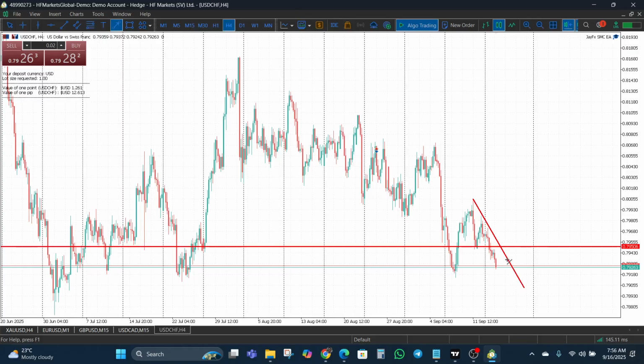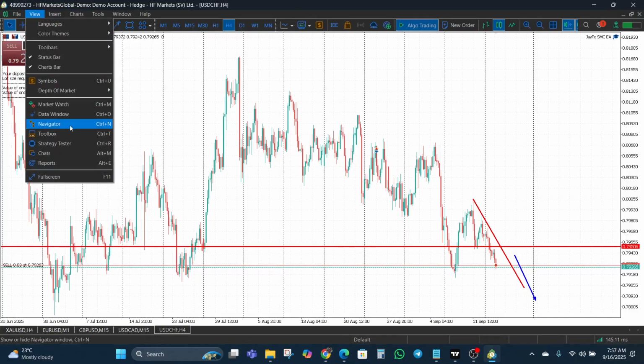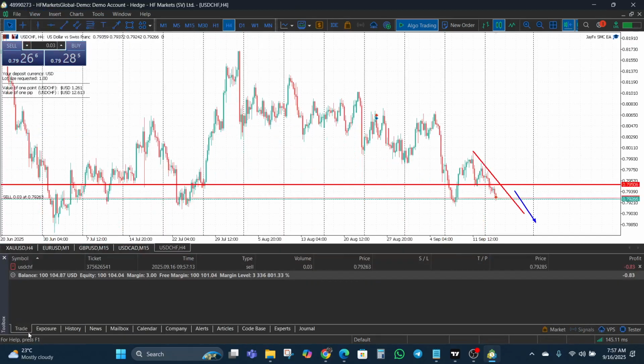In as much as you didn't find this opportunity on time, you're still expecting price to go down further, right? So we just go ahead. We do our calculation, select our lot size. Let's say we're using 0.03 and we execute immediately. So that is a market order. You sell immediately or you buy immediately. That is a market order.